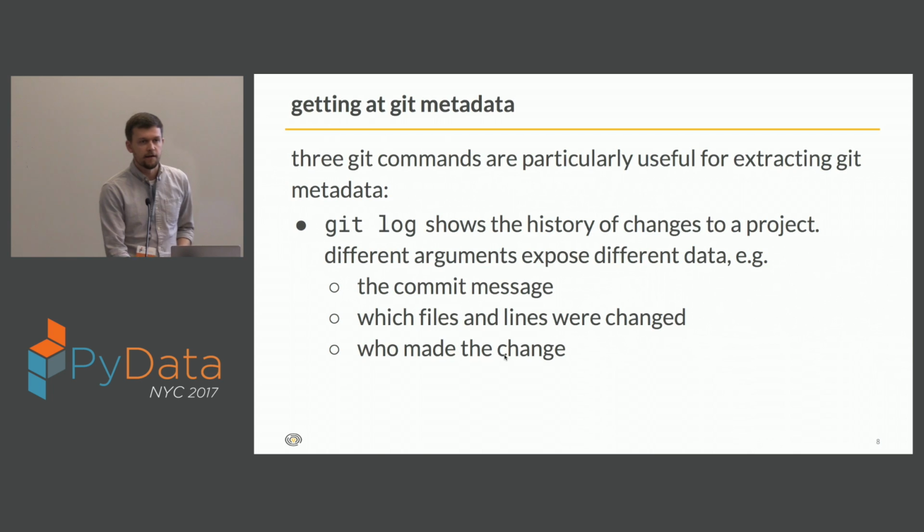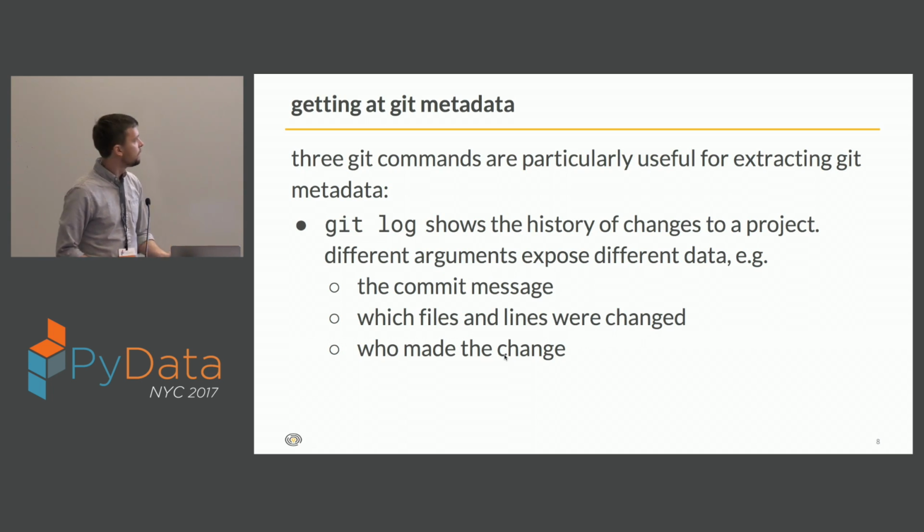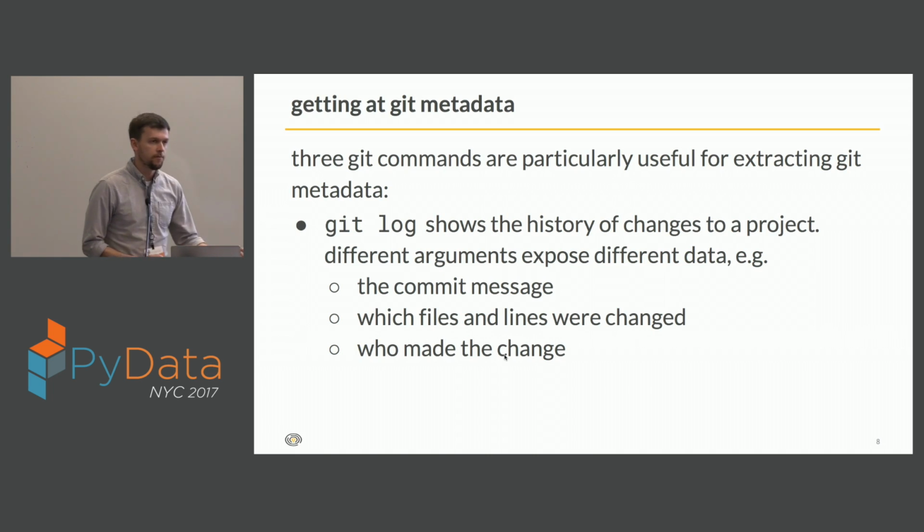So if that's the metadata, the raw material that we want to be using here, how do we go about getting at it? Well, there are three main tools that we're going to be using in this process, three different Git subcommands. The first of these is git log. Git log shows you the history of changes to your project, so it shows you all of the commits that have been made to your project over the course of its lifetime. Different arguments to git log can expose different parts of that metadata. You can, for example, just show the commit message, or you can show a little bit more, like which files were modified or who made the change.